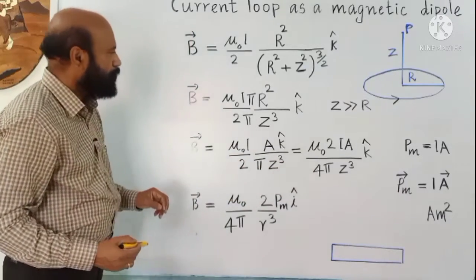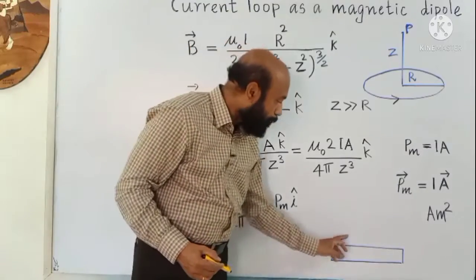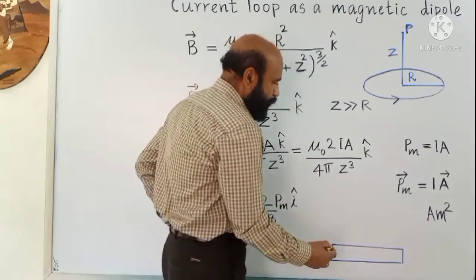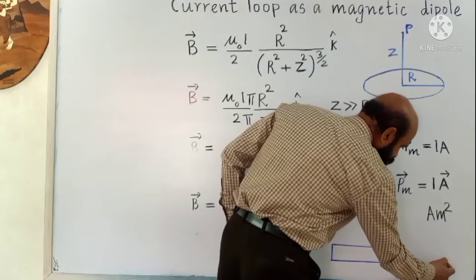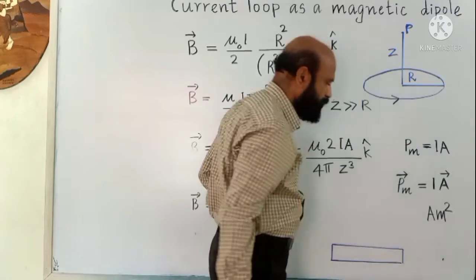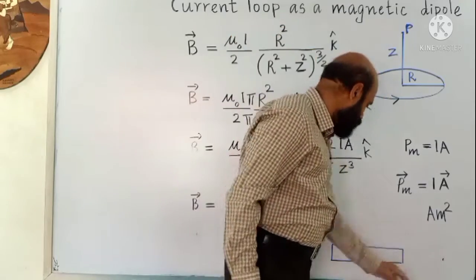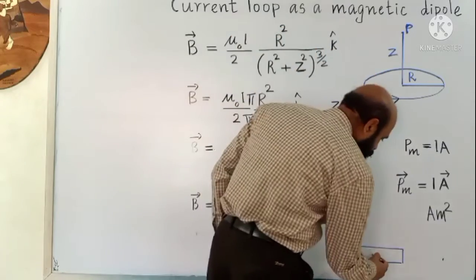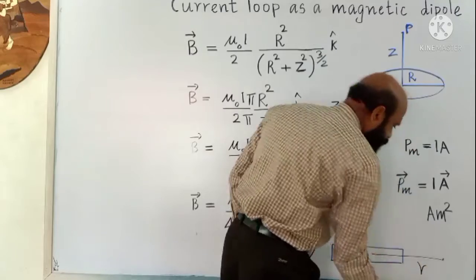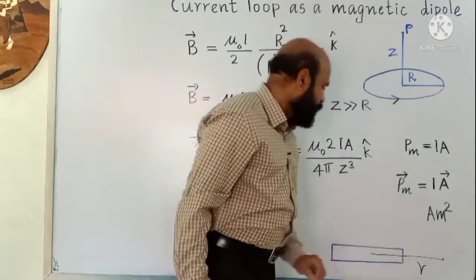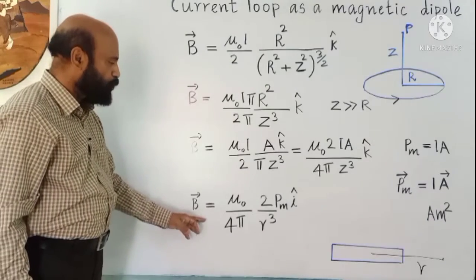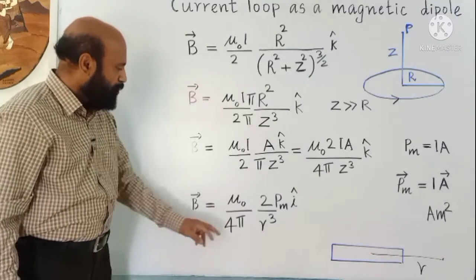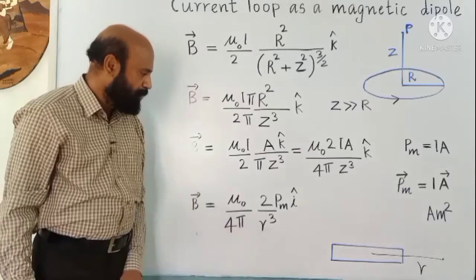Now here there is a bar magnet. When you take a bar magnet, along the axis of the bar magnet there is a magnetic field. The point is at a distance R from the center of the bar magnet. Then this is the expression for the magnetic field due to a bar magnet at a distance R from the center of the magnet.